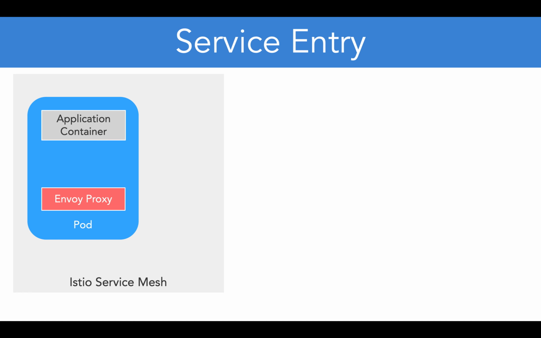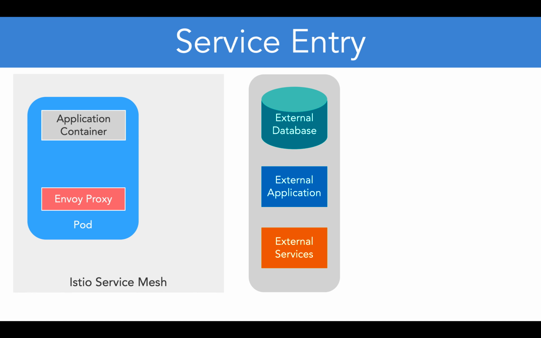Let's say this is our service mesh, which has a pod or deployment with one application container and envoy proxy. So these are the external applications which this application wants to access. So there can be an external database or an external application or an external service. So all three can be in a different Kubernetes cluster on different servers on different network also. So by default, what happens is when this application tries to access or communicate, all traffic goes through the envoy proxy, and the envoy proxy will allow any traffic outside of the service mesh.